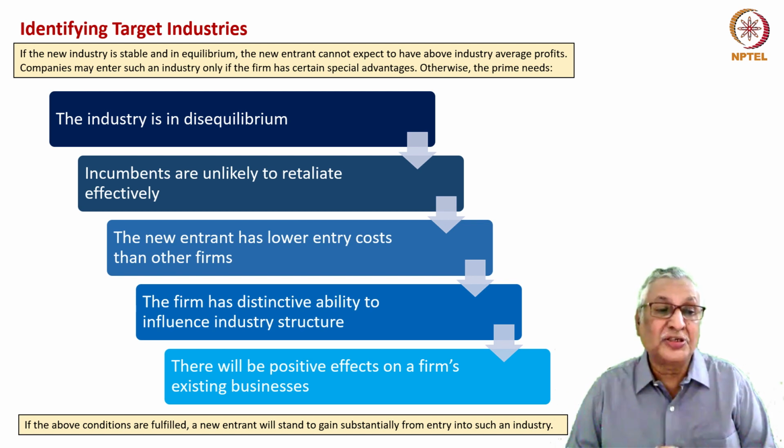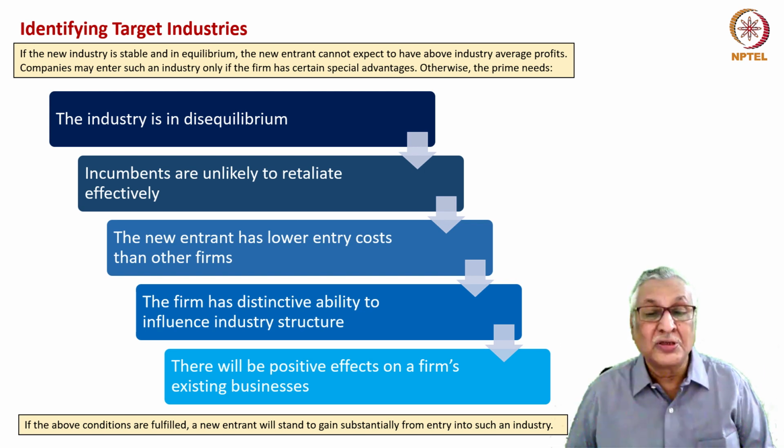The second situation is when incumbents are unlikely to retaliate effectively. Let us look at a situation where a number of startups are operating in an industry and they all have new world class technologies full of promise but are yet to be proven. In such an industry, you as a major player can enter with confidence, acquiring one or two startups or developing one or two new technologies, and the startups would be unable to retaliate effectively.